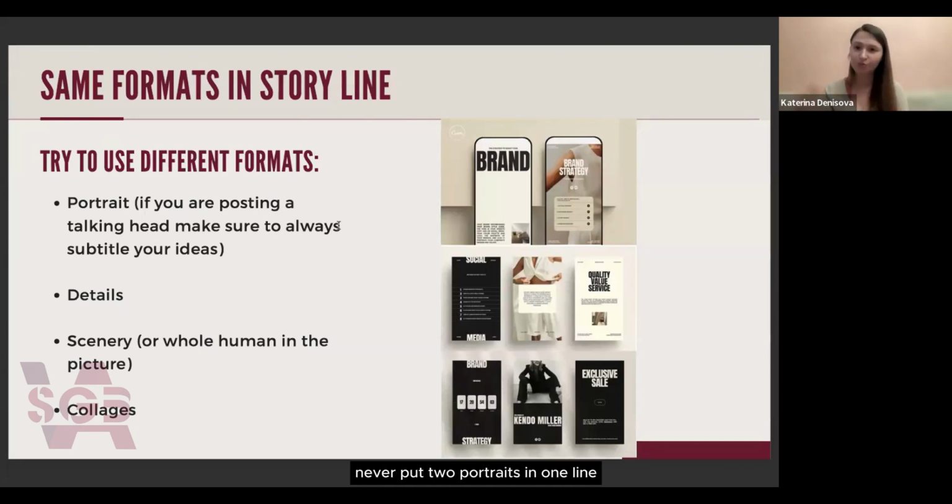Never put two portraits in one line or two details in one line, or maybe three details in one line. It's very dull for us. Our brain is now so interactive. It needs something new. It needs surprises. And when we see same format stories, it's dull for us.